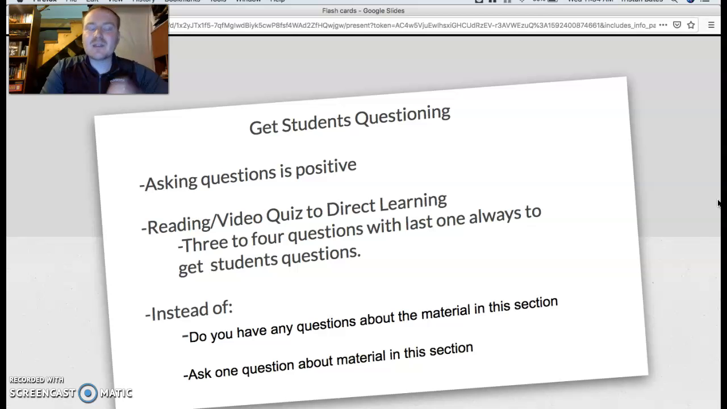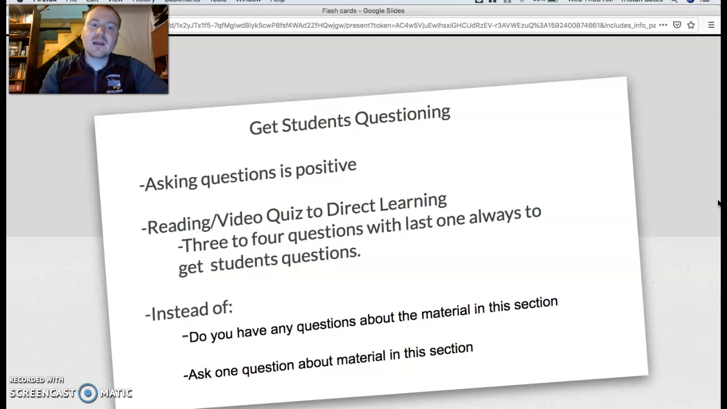One of the other big things I'd like to do is get students questioning. One of the other articles I read was all about this idea of questioning, having students ask questions in order to help further their education. I like to think that my classroom already is very positive to question asking, and students aren't afraid to ask them.